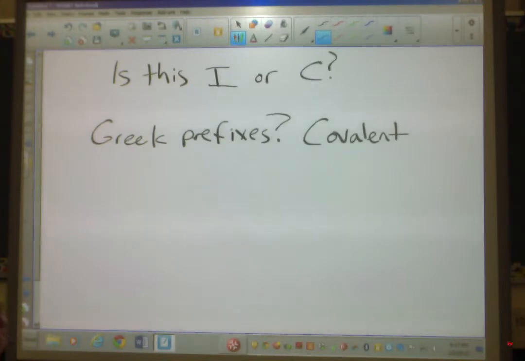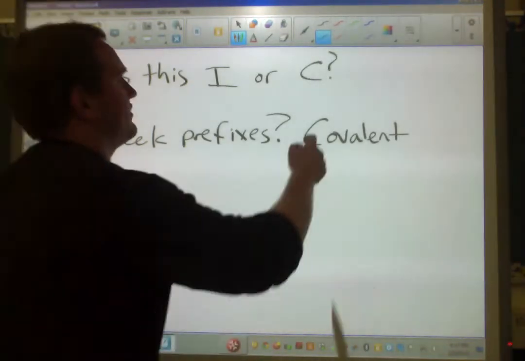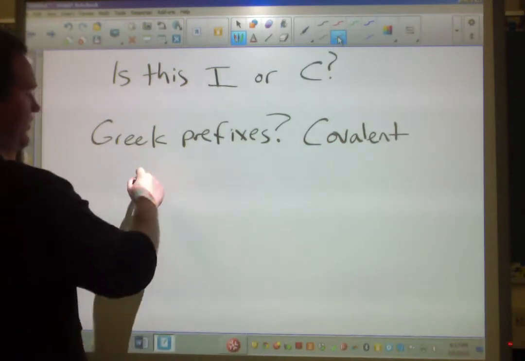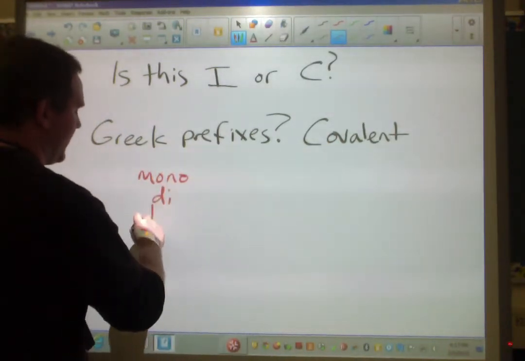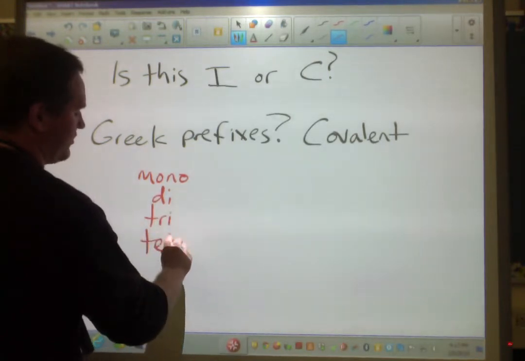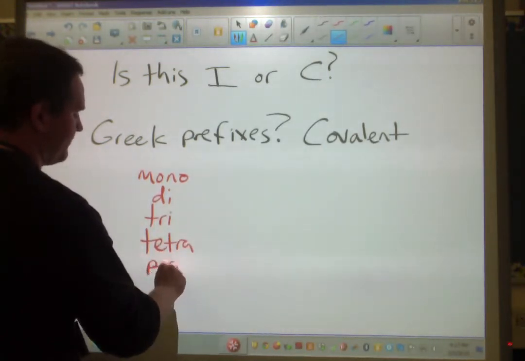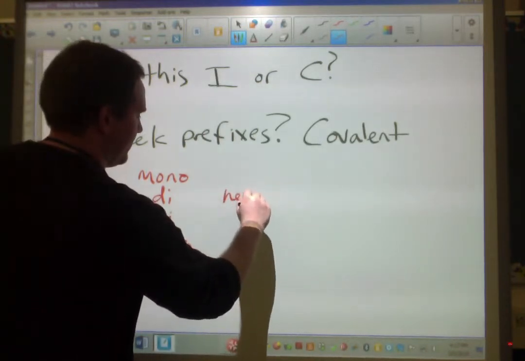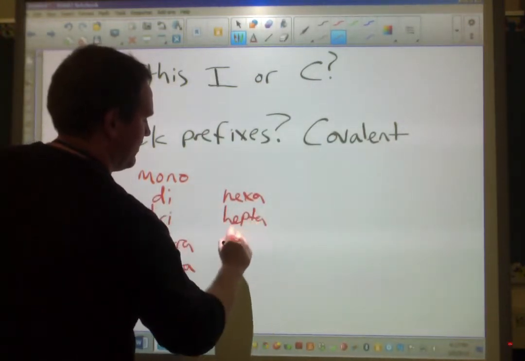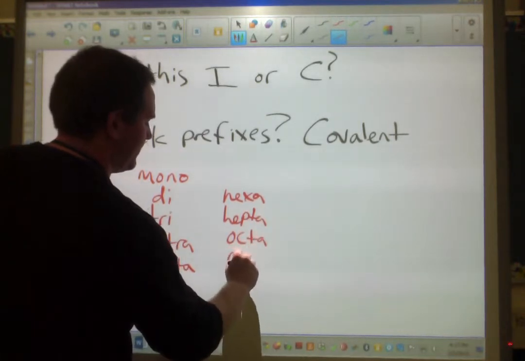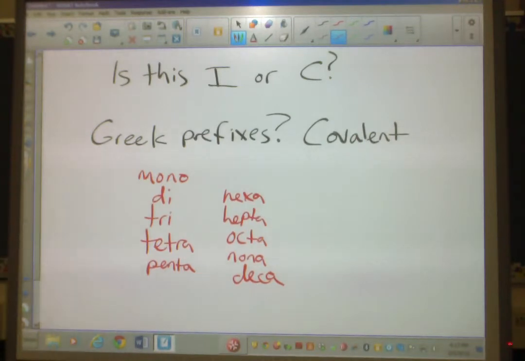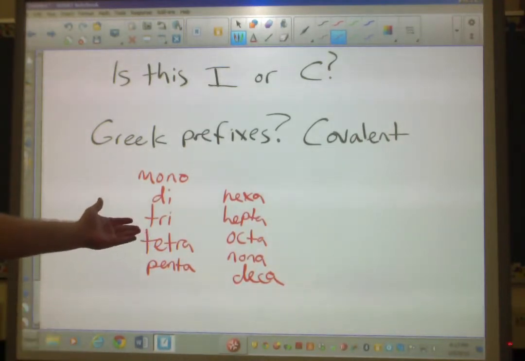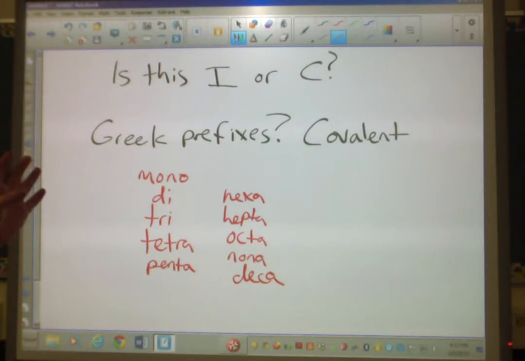So if you see the Greek prefixes, let's talk about how you actually name this. So the first thing you have to know is your Greek prefixes list. So mono, di, tri, tetra, penta, hexa, hepta, octa, nona, and deca. Memorize these. Important to know. So if you see these, you know it's going to be covalent. You just write the elements in the order that they appear.